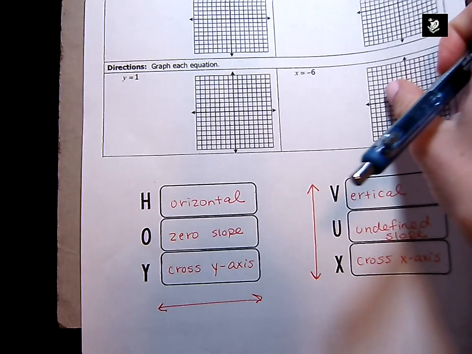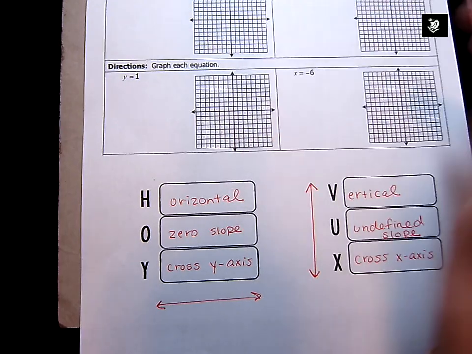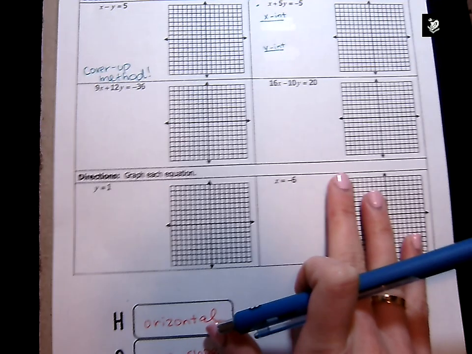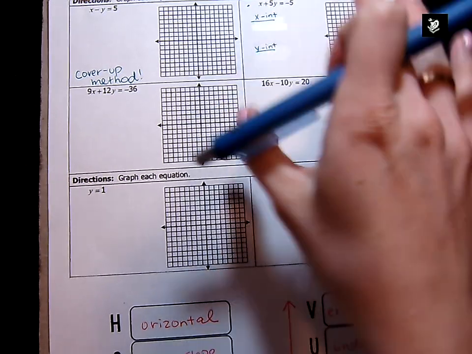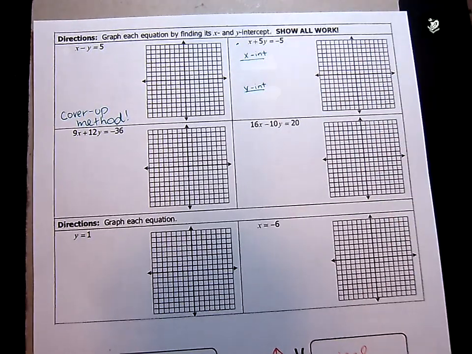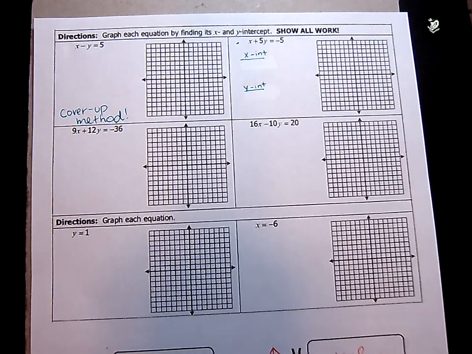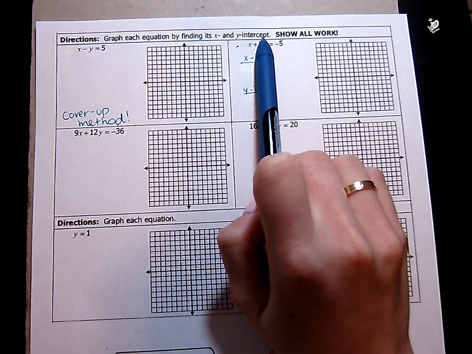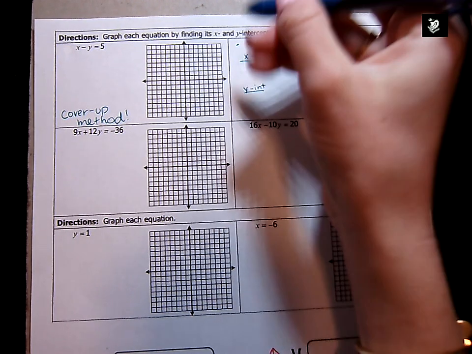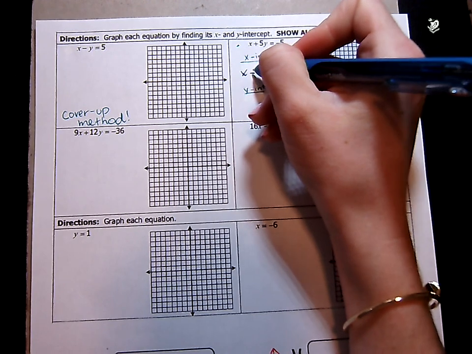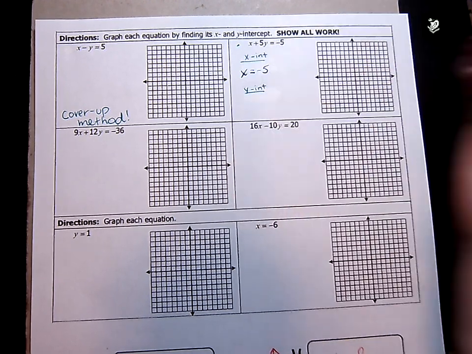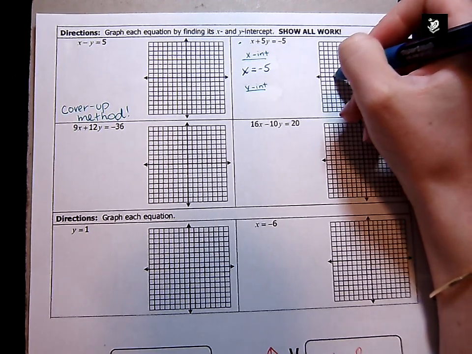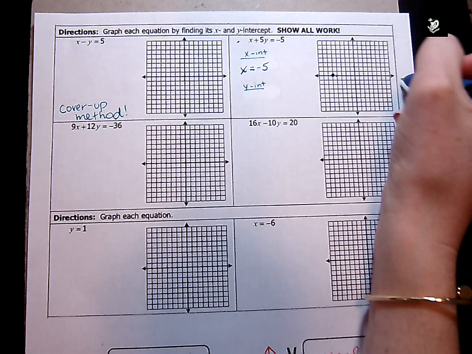If it's in standard form, we've got our lovely cover-up method. So for cover-up method, we are going to cover up whatever we're looking for. So if we're finding the x-intercept, I'm going to cover up y, and what's left over? X equals negative 5. So that was nice and easy. I don't have to solve anything. X equals negative 5. So I'm going to put a negative 5 on here. 1, 2, 3, 4, 5. There's x-axis on negative 5.